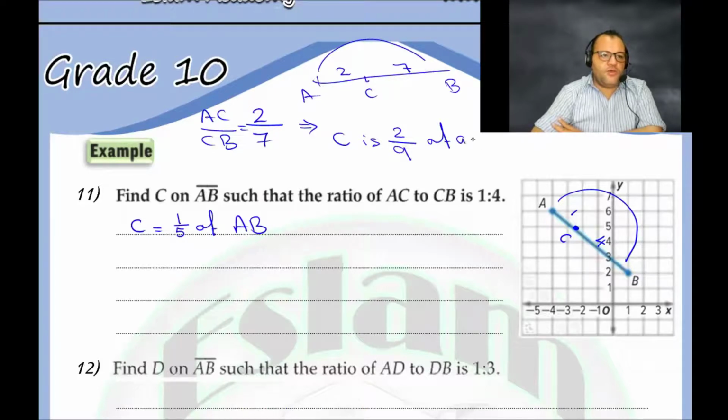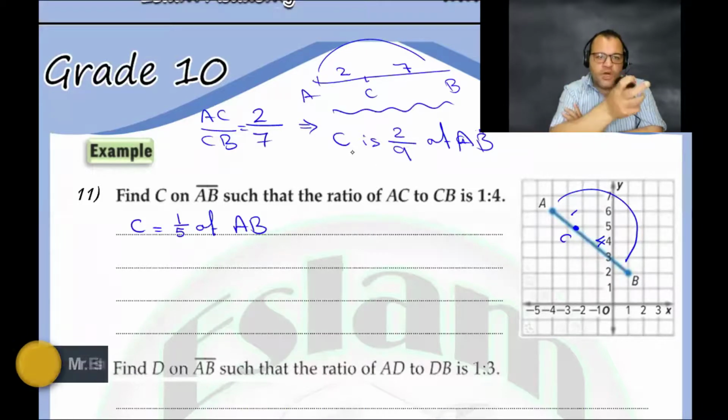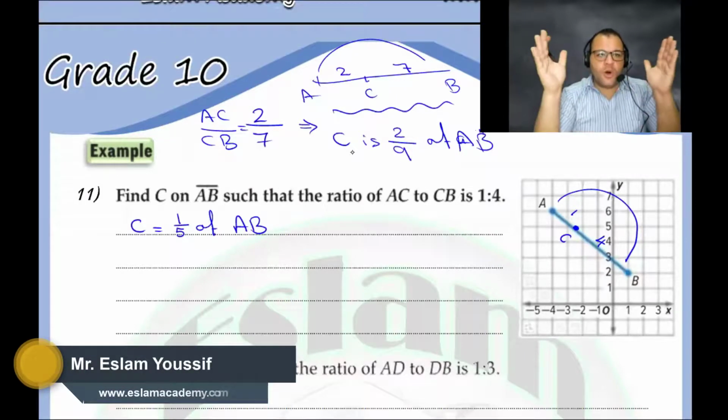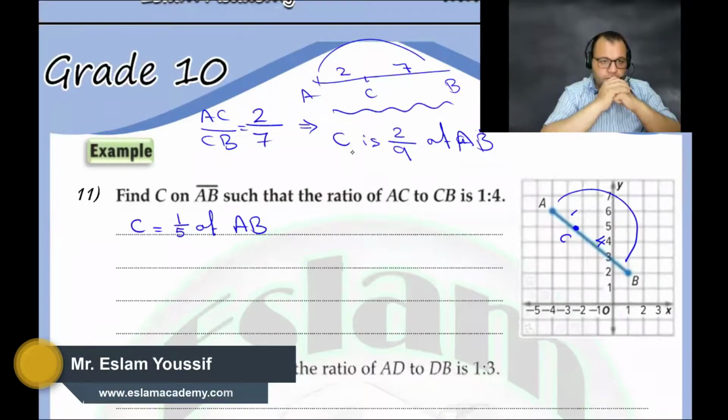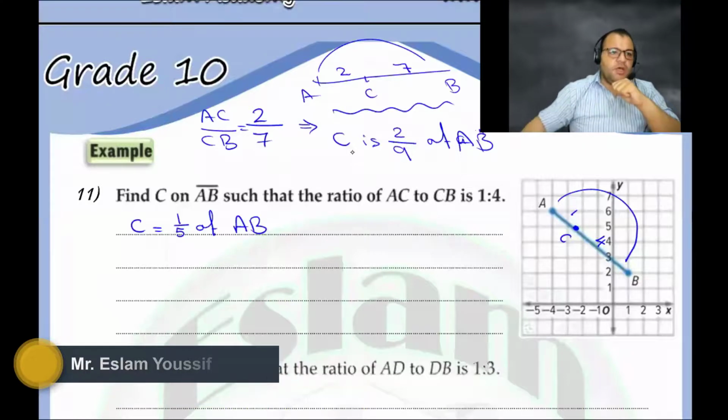You just find the whole of AB. The main point that you use is the whole line segment. You are not using one of the small parts. You are using the whole line segment. You got the idea for this one?